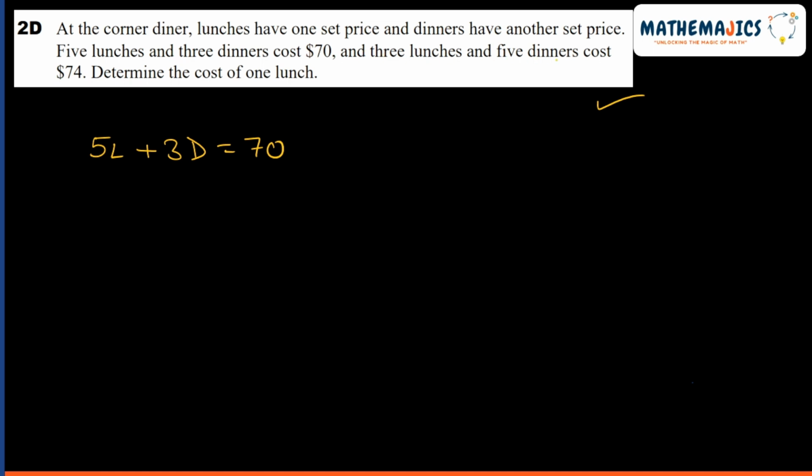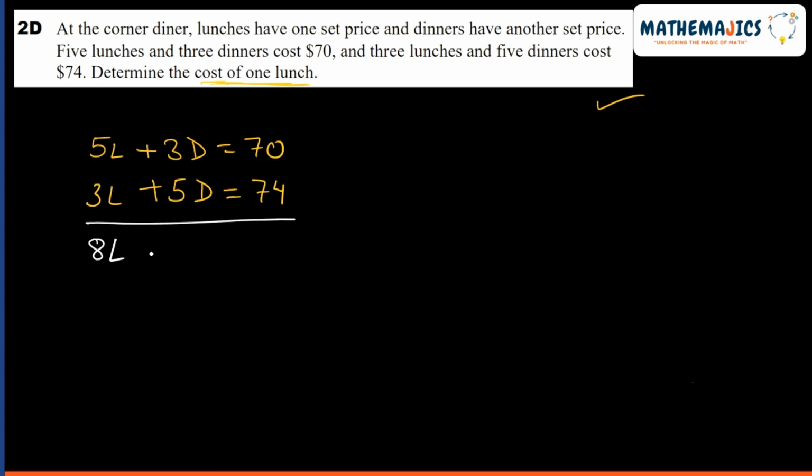And 3 lunches and 5 dinners cost 74. Okay, 3 lunches and 5 dinners cost how much? $74. Yes. And what do we need to find out? We need to find the cost of one lunch. That L is the cost of one lunch. So what I can see is if I add up these two equations, I will get 8 lunch sets and 8 dinner sets. Yes. So let's add them up.